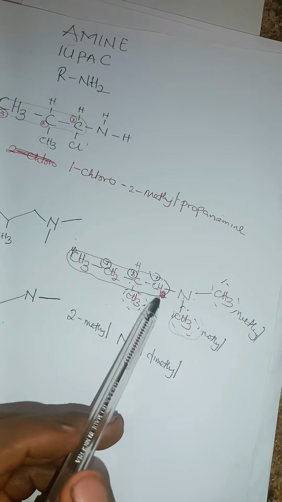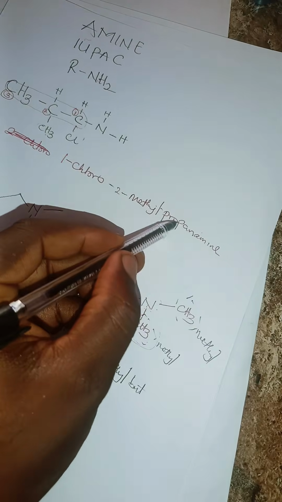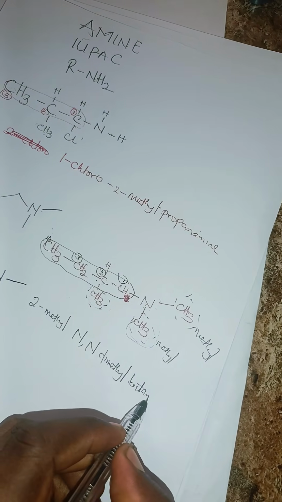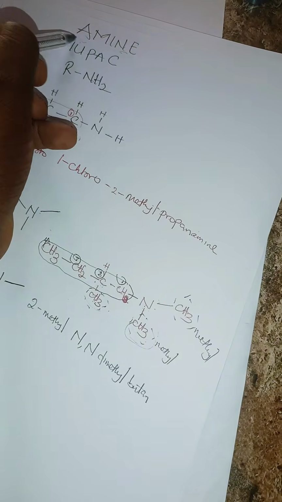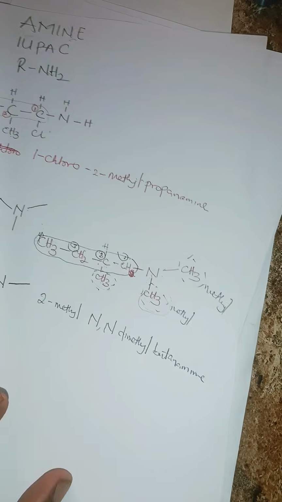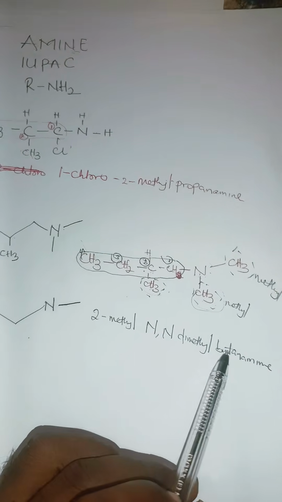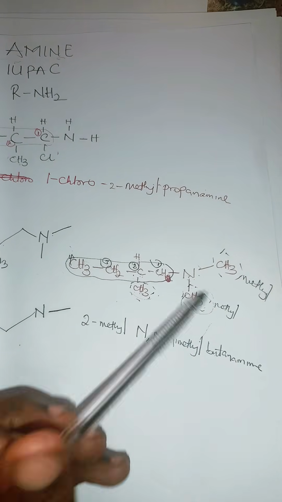Then you count the number of longest chain, 1, 2, 3, 4. 4 is going to be what? Butan. You know, I said propan, butan. Then the name amine, butanamine. As simple as that. So if somebody gives you this to name, immediately you look at butanamine, you know that the longest part there is 4 carbon that is connected to nitrogen.